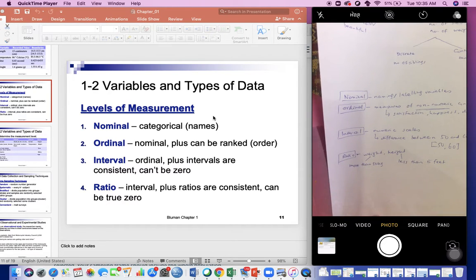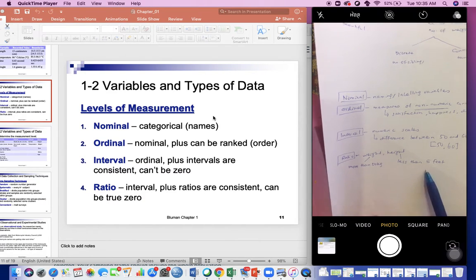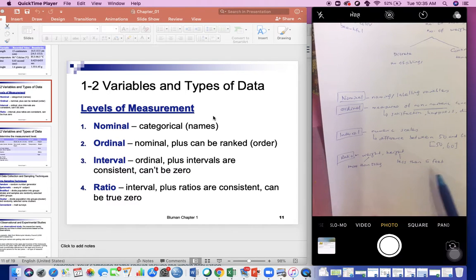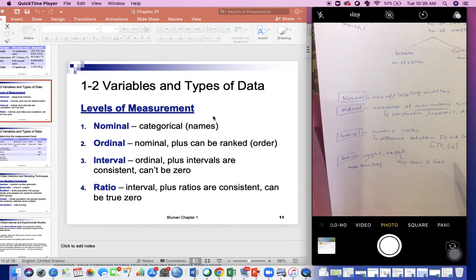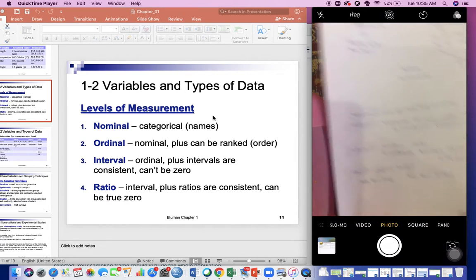Meanwhile, for the ratio, let's say the example for ratio is weight and height. For example, weight, you can say that ratio in weight may be more than 50 kilos, less than 35 kilograms, or height less than 5 feet, less than 160 centimeters, and so on.